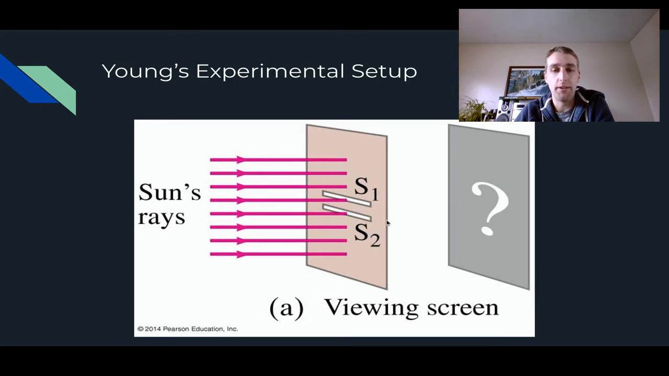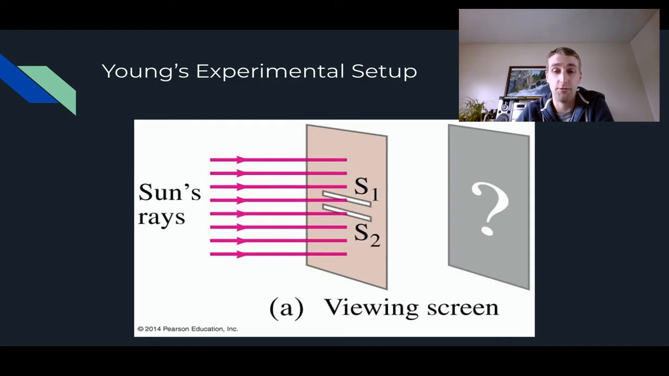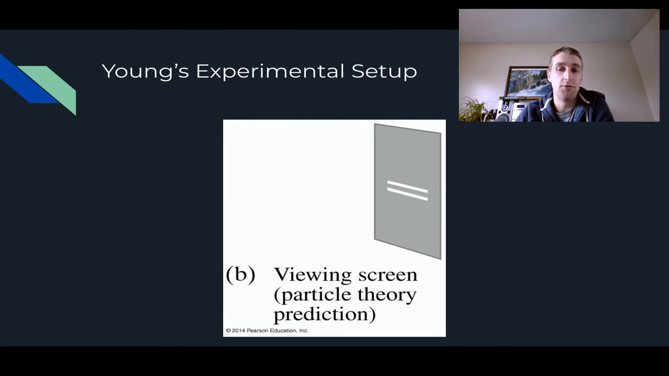So here's what happened. He basically took this card that had two really thin slits on it. And the question is, what would he see on the other side? A lot of people would probably predict that you would see this. Two slits. And because you have light going through two things, you'd think it would just go right through and sort of project an image of that on the other screen. That's what would happen if light was a particle. More on that down the road when we get to quantum.